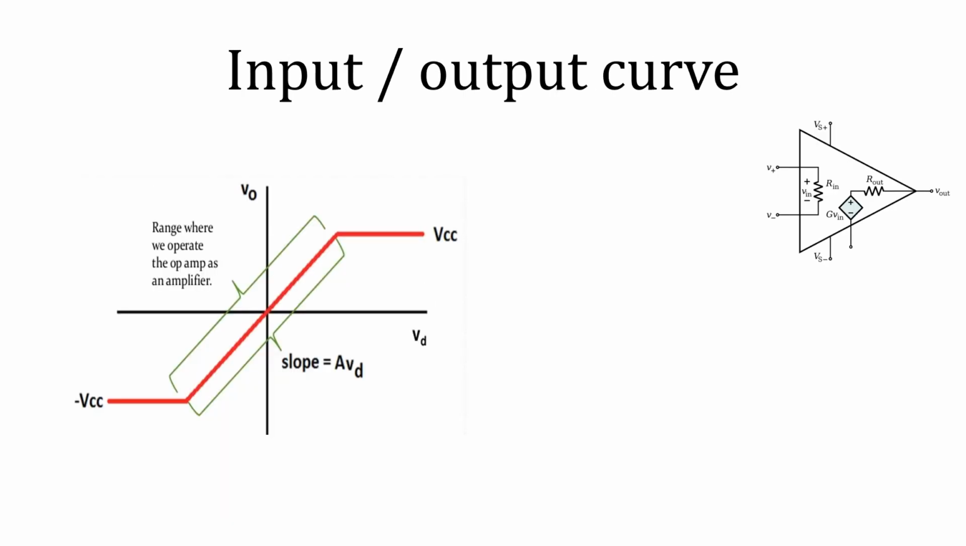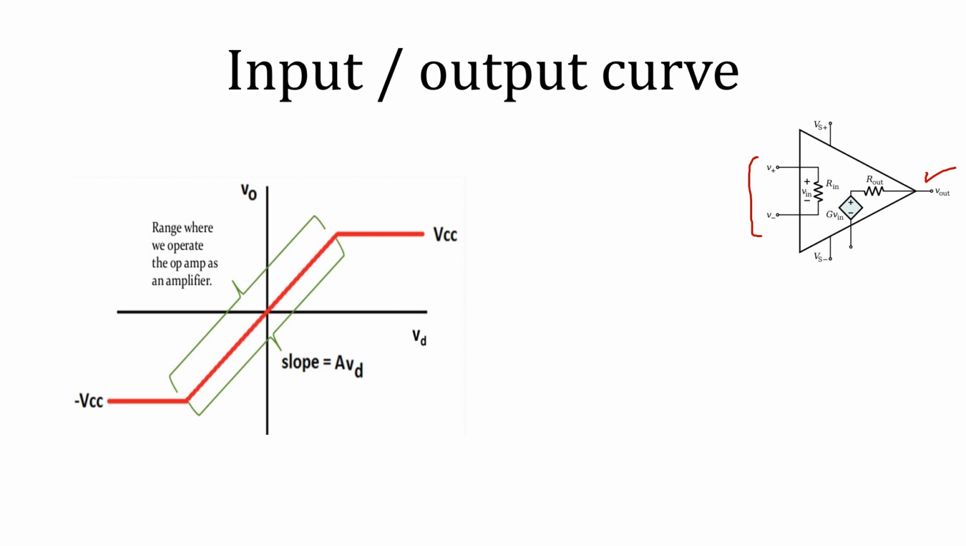Okay, next important thing is the input output curve. This is also known as the input output behavior of the operational amplifier in open loop. On the x-axis we have VD. VD means the difference between these two voltages, which I have already told you, and on the y-axis is the output, V out. So that is what we have plotted here.